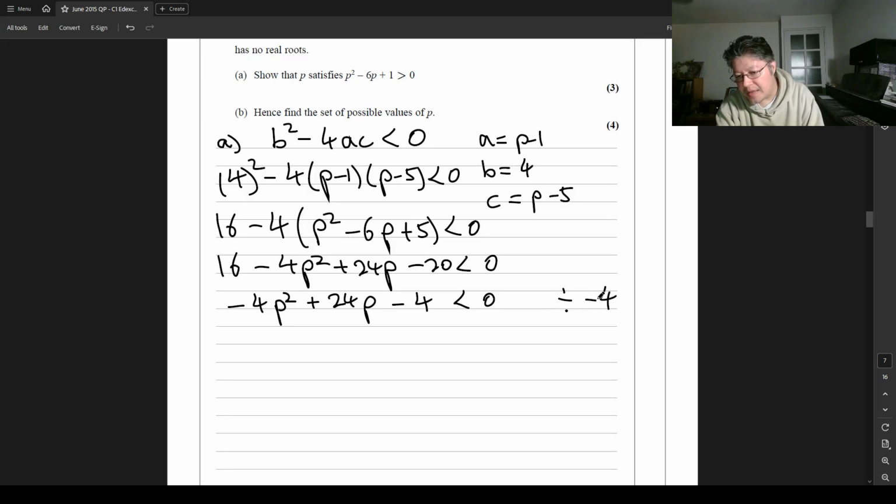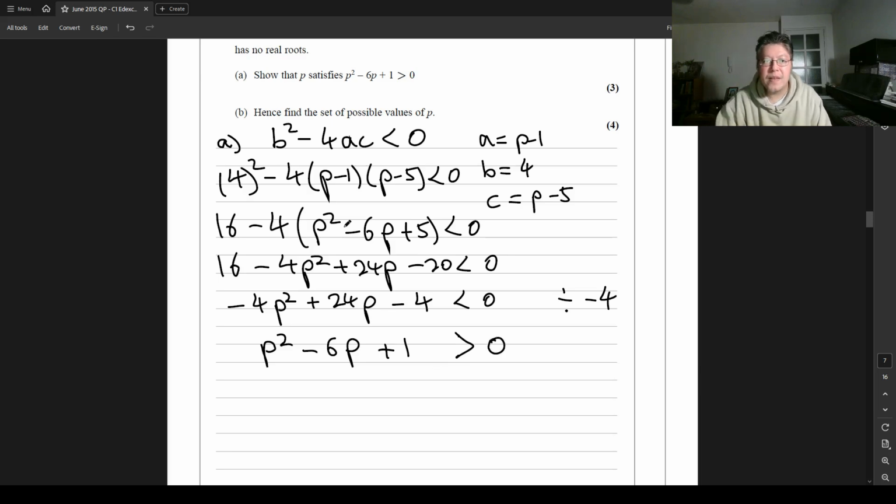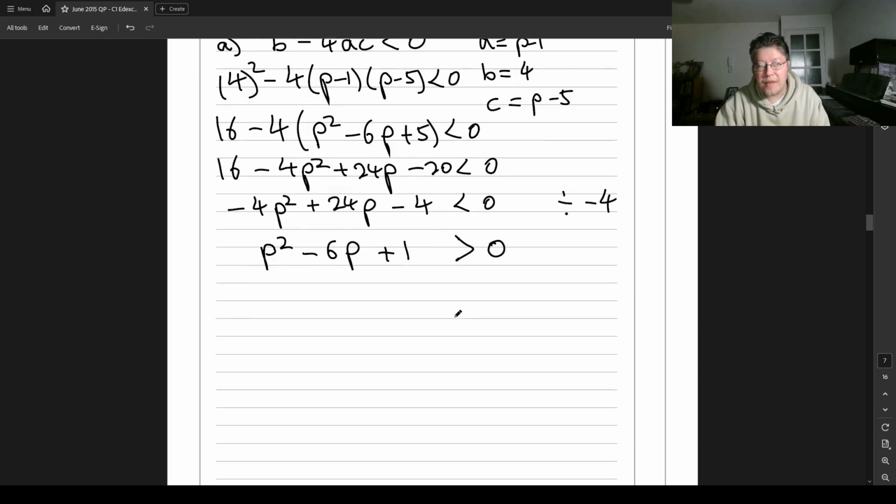And when we divide by a negative number, we have to flip the inequality. So this is going to become greater than. So if I divide that by minus 4, you get positive p squared. Divide that by minus 4, you get negative 6p. And this you get a plus 1. We flip the inequality, and 0 stays a 0. And that's part A. And part B, they want us to solve the inequality. So let's do that.